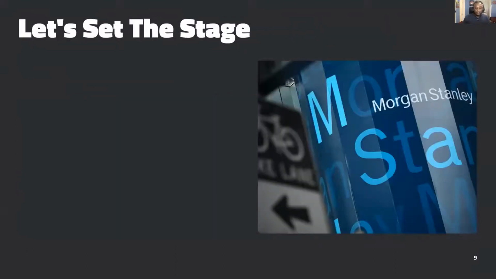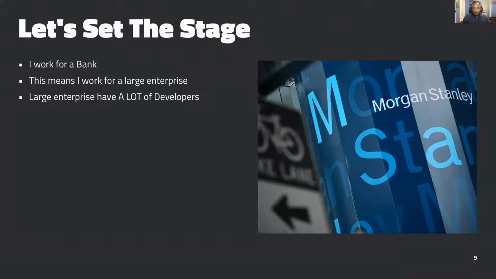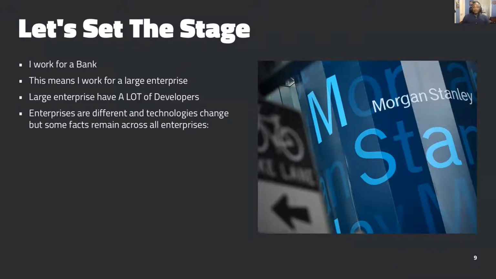The reason you're getting this is I work for a bank, right? And this means I work for a large enterprise. And large enterprises, they behave and they act a certain way. First of all, large enterprises have a lot of developers. There are a large amount of developers in a company like Morgan Stanley. Enterprises are different, and technologies change, but some facts remain across all enterprises.